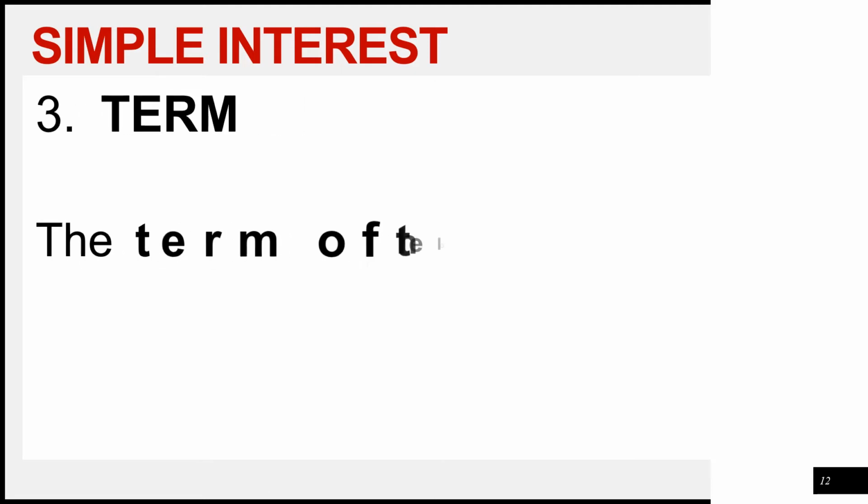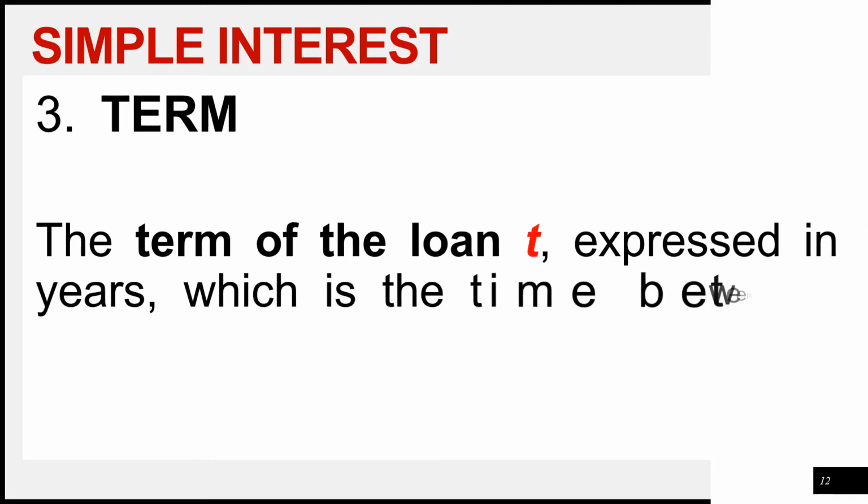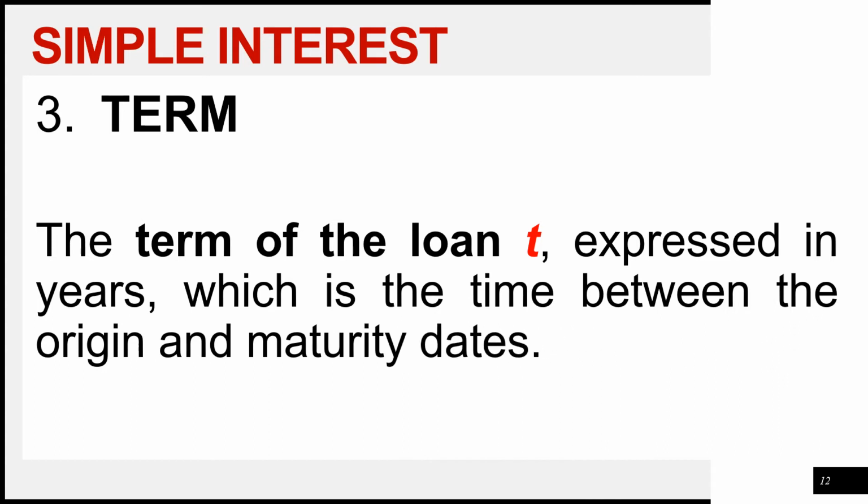Then finally, we have the term, or the time of the loan, which is in the symbol of letter T. This is expressed in years, which is the time between the origin and maturity dates. Sometimes, the term cannot reach a year. That is why, if it is in months, it is to be computed such that the number of months is divided by 12, which is the total number of months in 1 year.